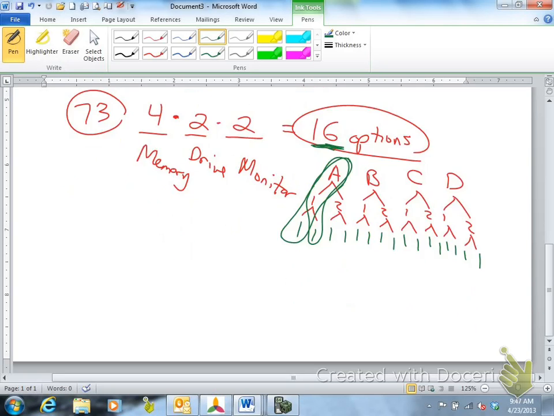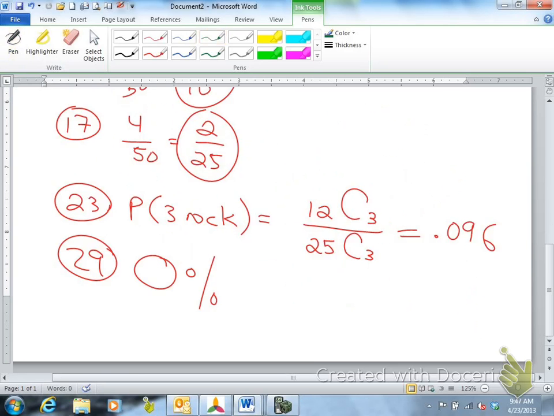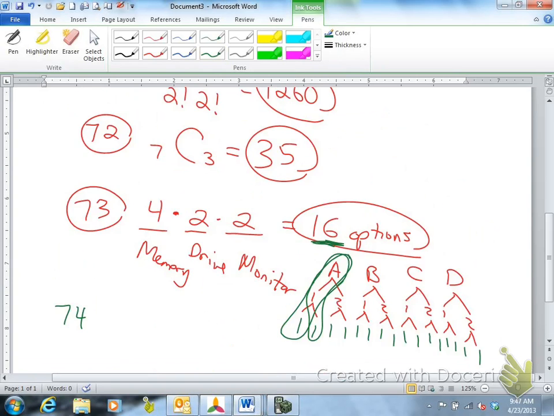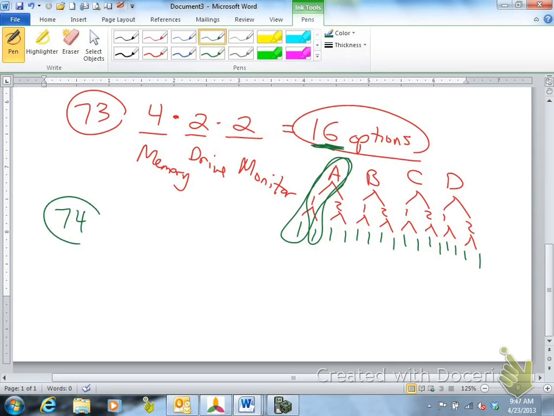And the last question, 74. You have 4 gifts, gift bags. You're putting a different gift into each bag. You have 4 gifts. So bag number 1, how many options do you have? Well, you have 4 options, 4 gifts.